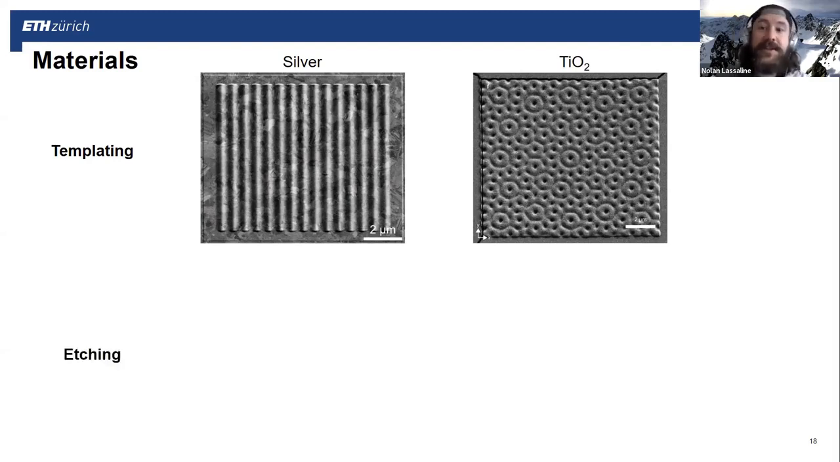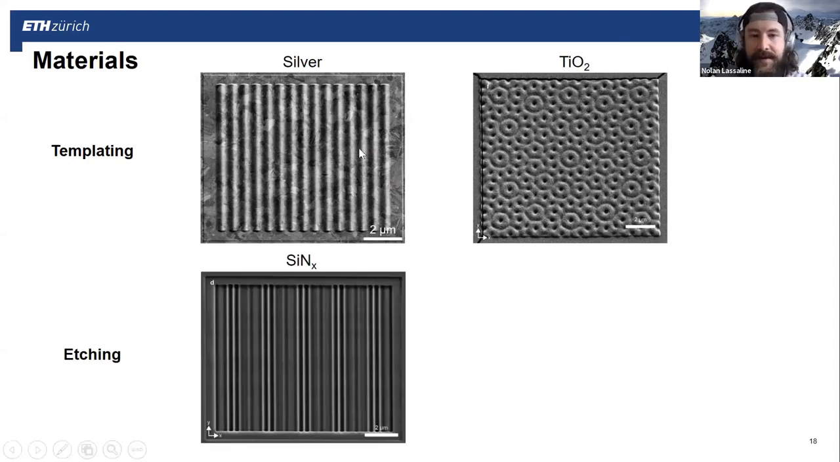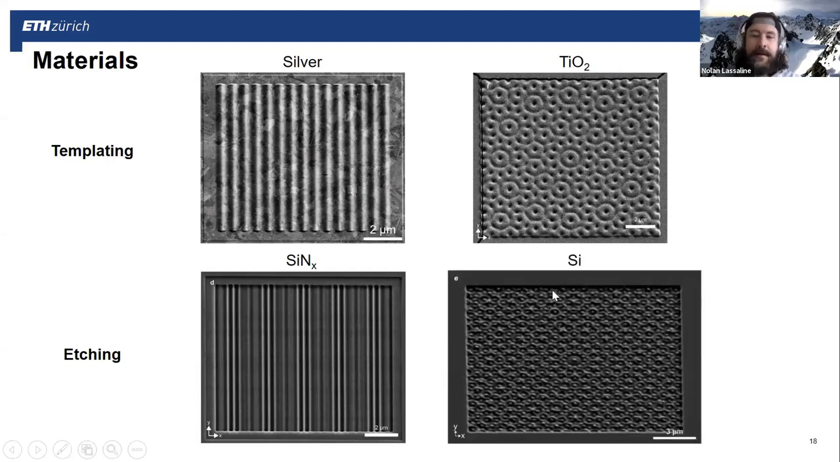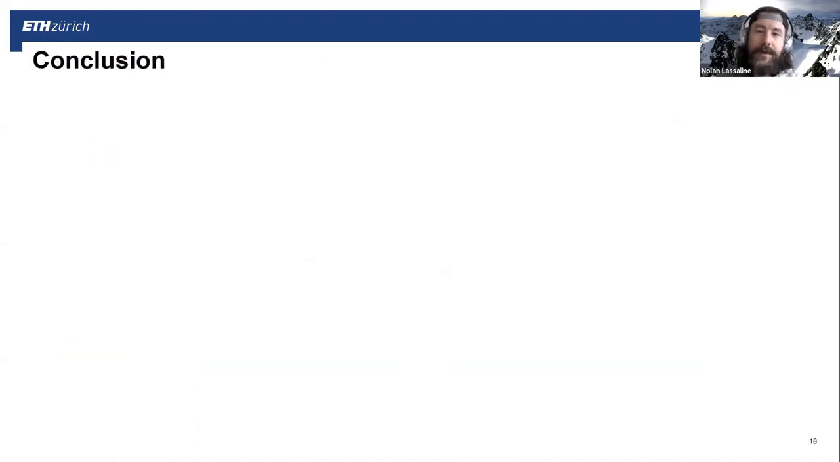Or we can also use etching processes to transfer the patterns to semiconductors, which we then use as the substrate. So for example, silicon nitride or silicon shown here. And what's really nice about this one in silicon is it really shows that not only can we pattern these very beautiful and very complex surfaces, but we can actually nicely transfer those patterns to a number of different materials, depending on what people want to do. So with that, already I'm at the conclusion.